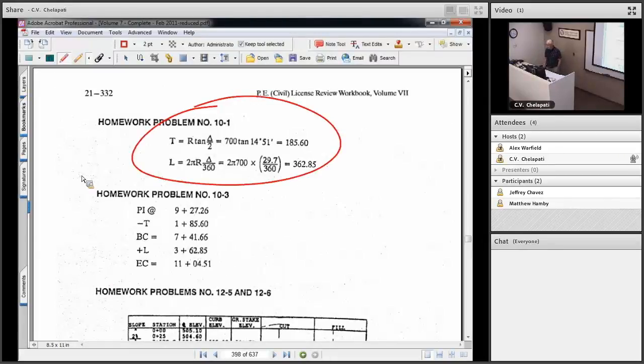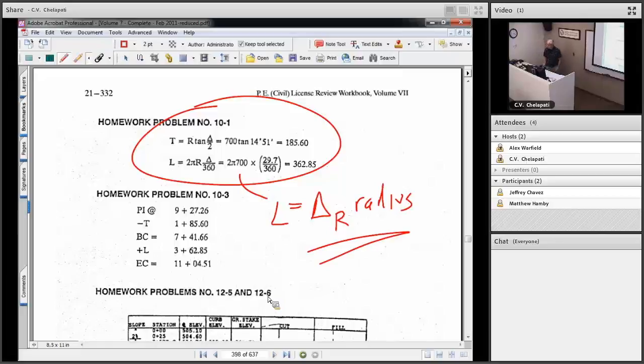So the tangent is equal to R times the tangent of delta over 2, and the length is equal to 2 pi R times the delta divided by 360. Another way of saying that is the length is equal to the delta in radians times the radius. Okay, so that's just another way of putting it. Any questions on those? Okay, excellent.